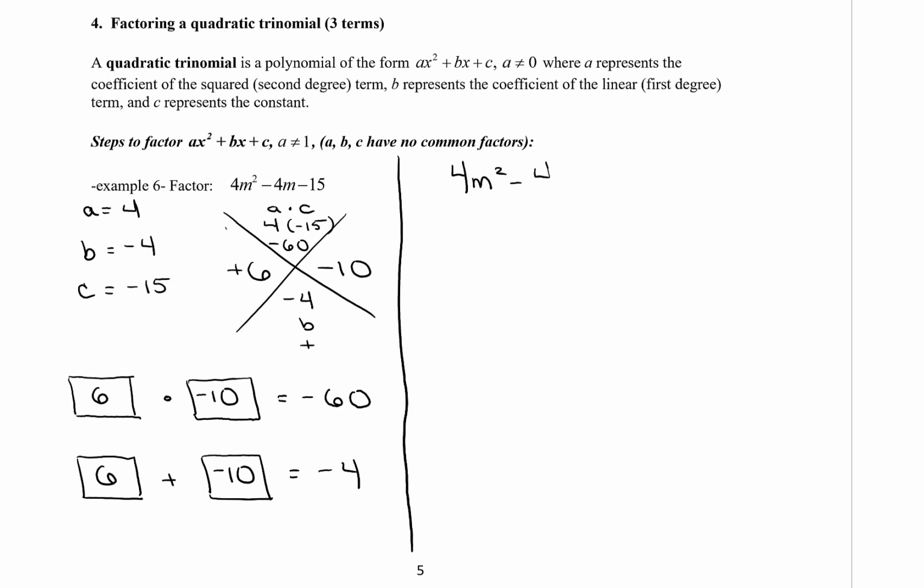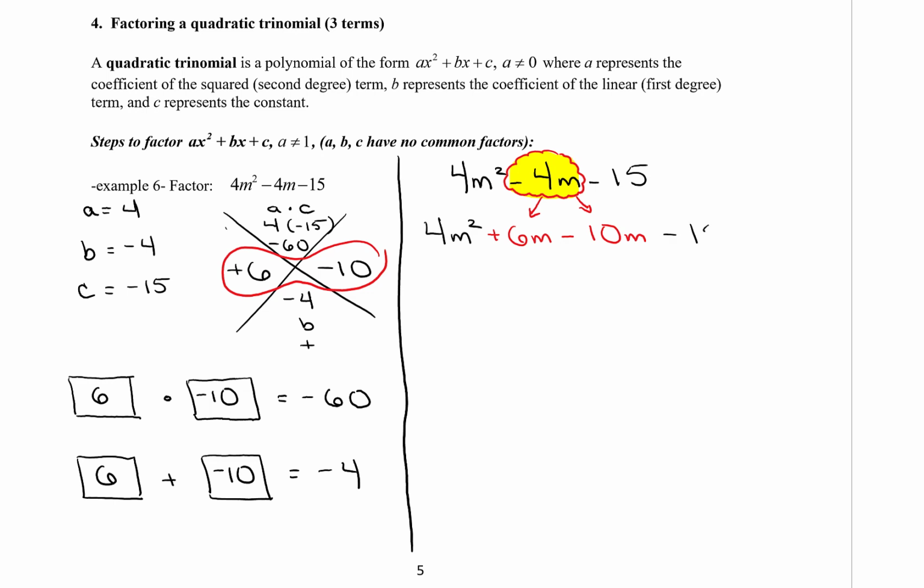So I'm going to write 4m squared minus 4m minus 15. I'm going to highlight the negative 4m, and I'm going to put a red cloud around it. I'm going to draw 2 arrows going down from it. I'm going to rewrite this trinomial as 4m squared plus 6m minus 10m minus 15. I'm going to rewrite that middle minus sign as plus a negative. So I'm going to rewrite it as 4m squared plus 6m plus a negative 10m minus 15.